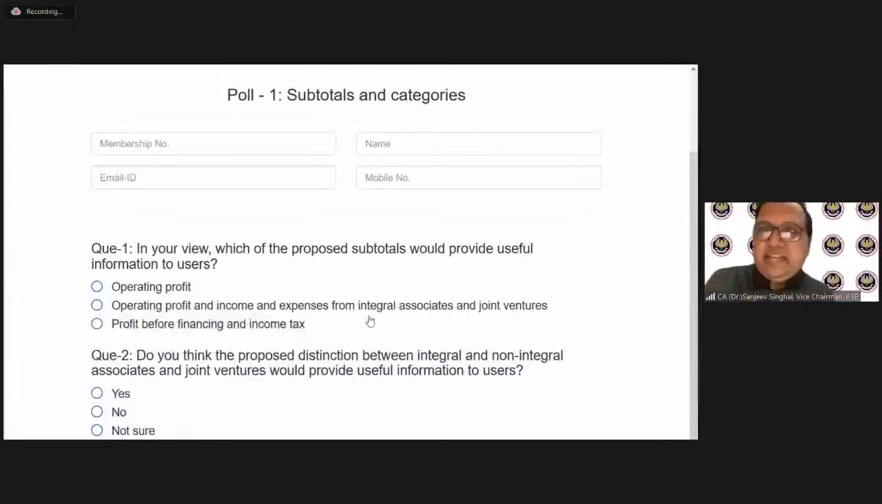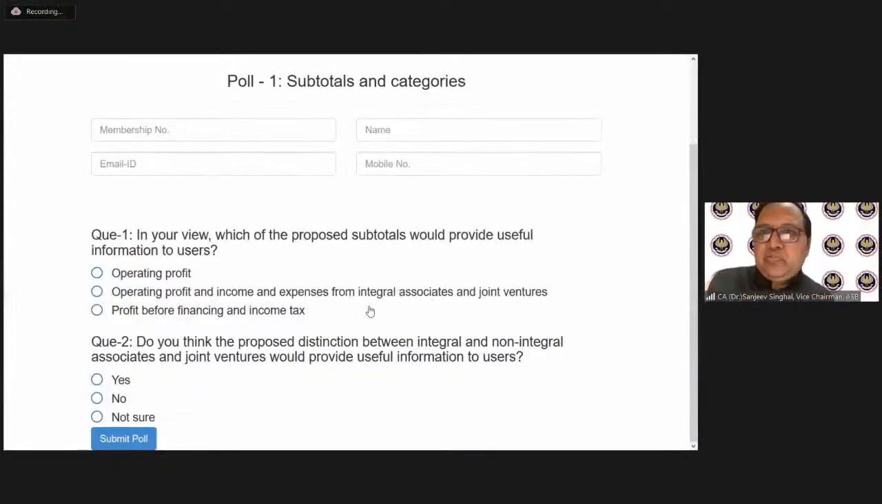Yes. Yeah, here it is. So in your view, which of the proposed subtotals would provide useful information to users? Operating profit was A, operating profit and income and expenses from integral associate and joint venture, and third was profit before financing and income tax. So the least yes were for the third option.